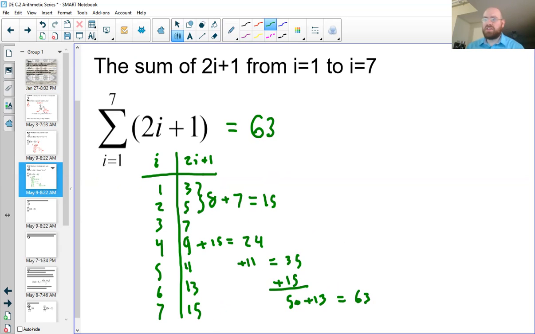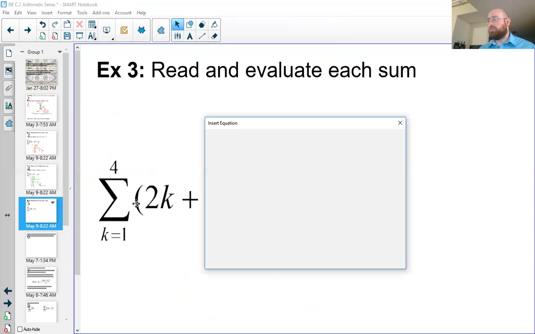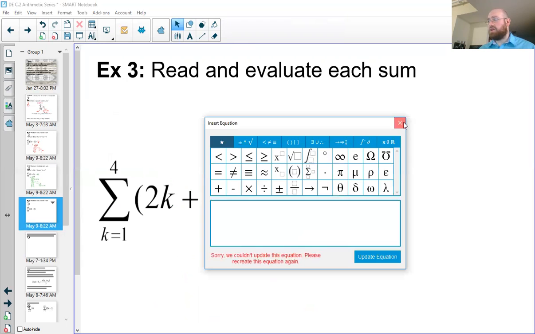Once you have the table completed, you could more efficiently just plug it into your calculator and evaluate. So let's do one more example. And I'm going to mix this example up a bit, if it lets me. And it is not going to.